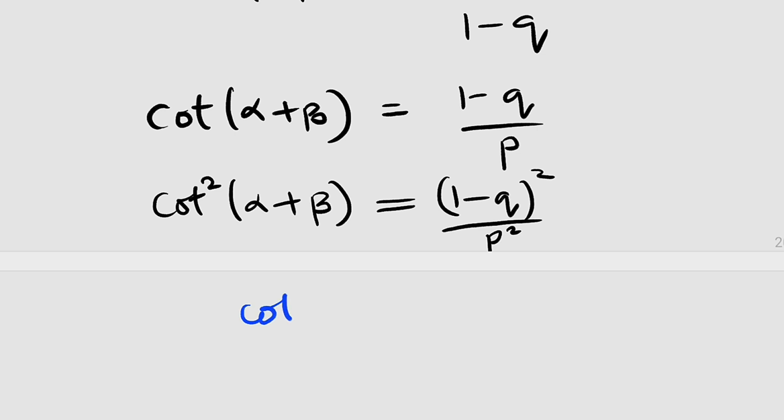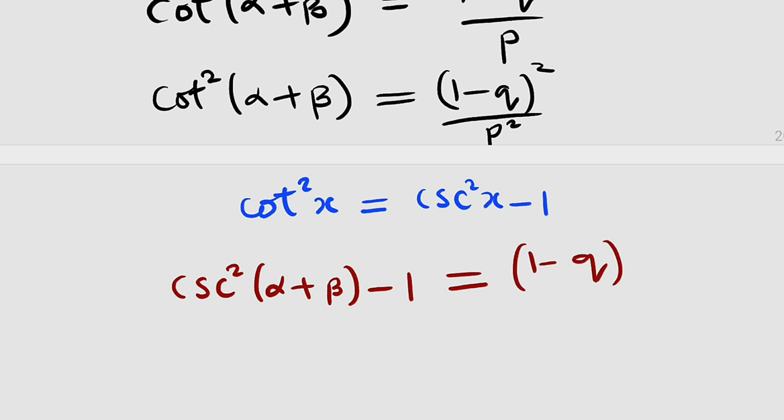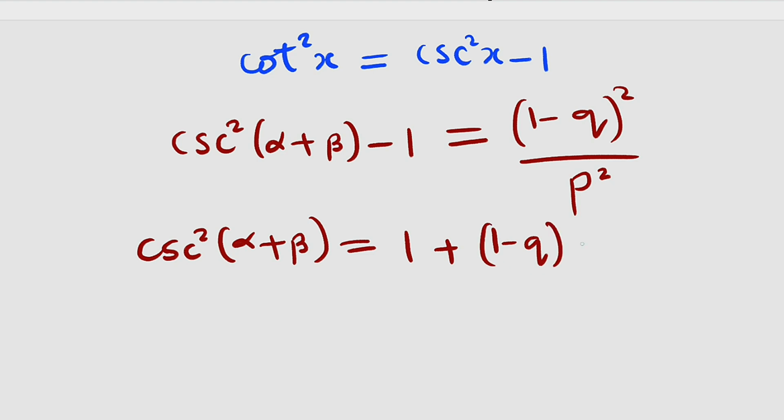But remember that if you have cotangent squared x, for example, this can always be expressed as cosecant squared x minus 1. So therefore, we can express cotangent squared (alpha plus beta) as what? Cosecant squared (alpha plus beta) minus 1. And this will still give us (1 minus q) squared divided by p squared. Now we can add 1 to both sides. Cosec squared (alpha plus beta) is equal to 1 plus (1 minus q) all squared divided by p squared.